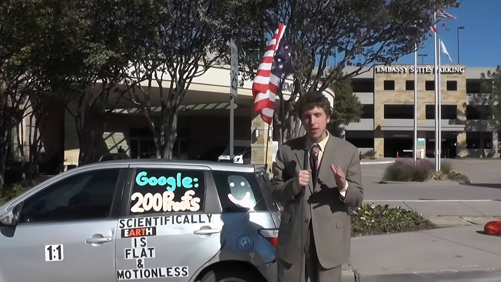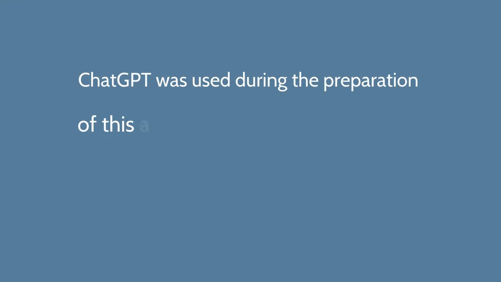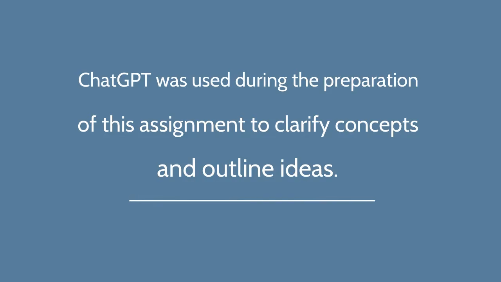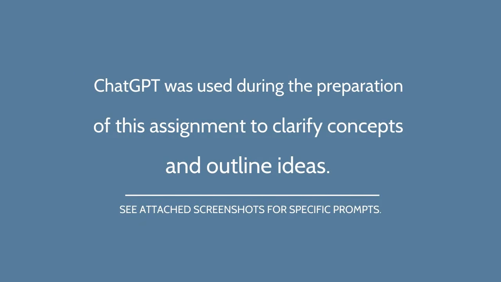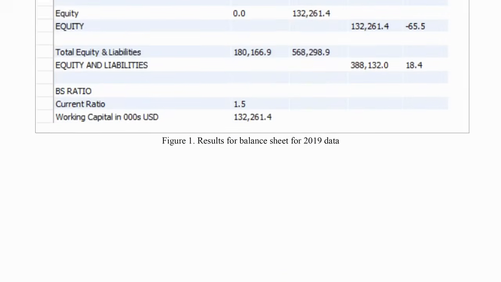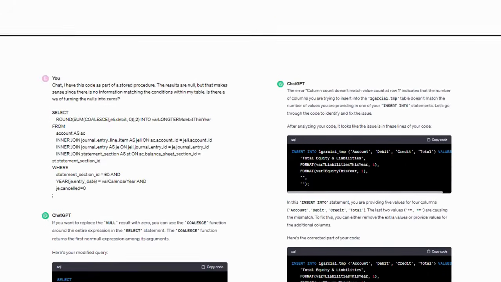And when you submit your paper, add a statement that reads like this: "ChatGPT was used during the preparation of this assignment to clarify concepts and outline ideas. See attached screenshots for specific prompts." That's ethical use. That's how you stay safe and smart.